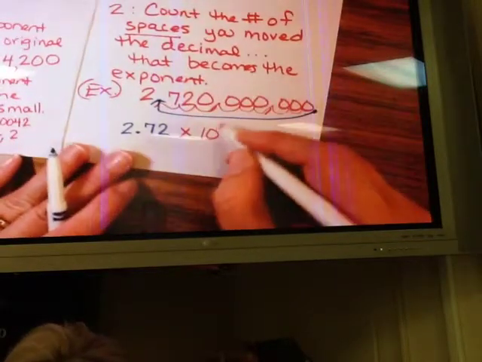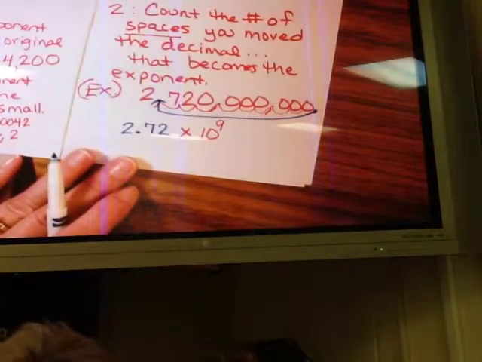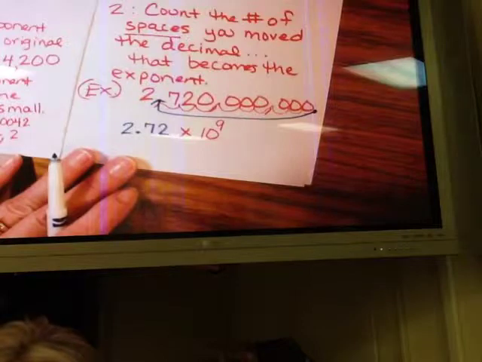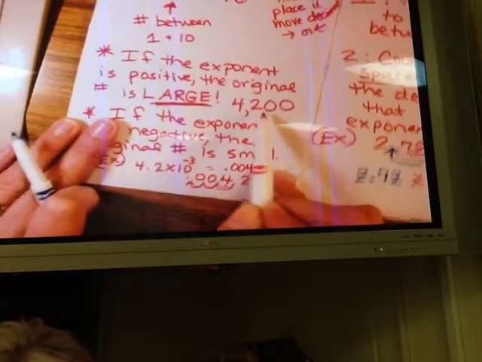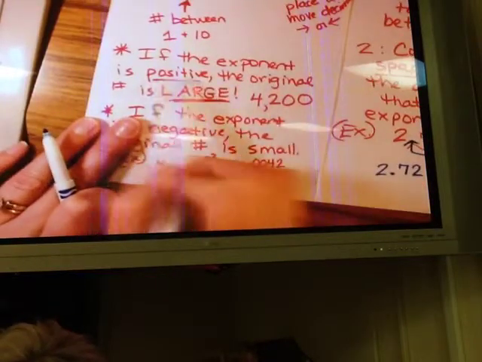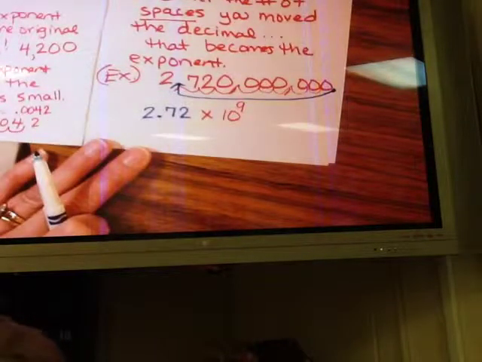Now, would this be a positive 9 or a negative 9? Positive. Doesn't matter that we moved it back; we're fixing it in scientific notation. Let's go back and look. It's a big number. Large numbers have what type of exponents? Positive. So a large number to begin with, you know it's going to have a positive exponent.